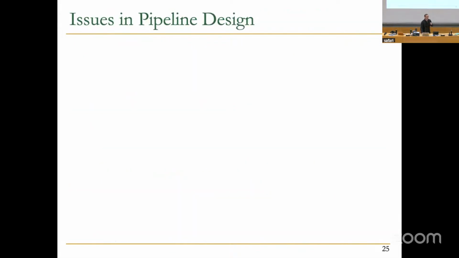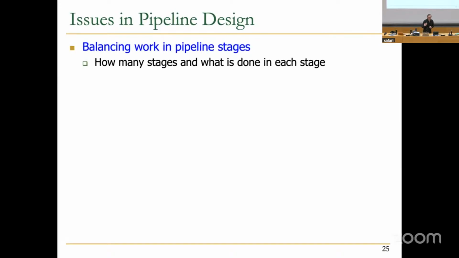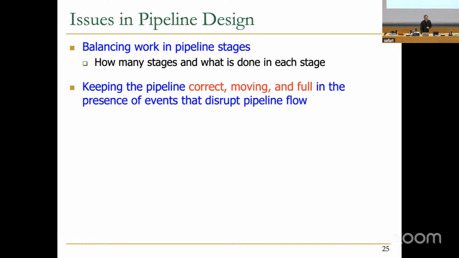Okay, this brings us to a lot of exciting issues in pipeline design that has enabled a lot of creativity and creative solutions. And we're going to see a lot of these creative solutions. Balancing work in pipeline stages, that's not something we're going to see. How many stages and what is done in each stage? This is still an issue. It's always an issue, but it needs to be dealt with. This is the part that's really interesting and exciting, I think. And this will enable us to build up to out-of-order execution.